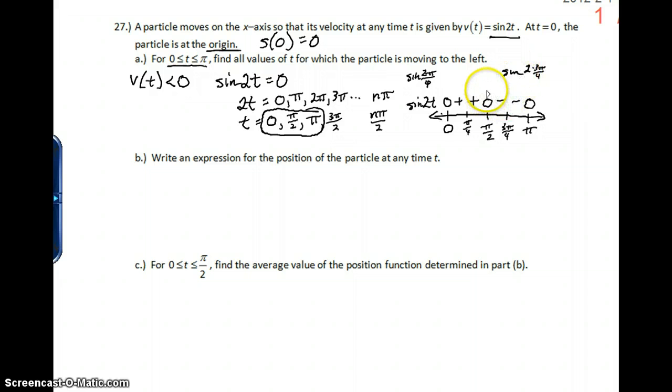So, part A says, when is the particle moving to the left? It is moving to the left when the velocity is negative. When is the velocity negative? On the interval from pi over 2 to pi. So that would be our answer for part A.